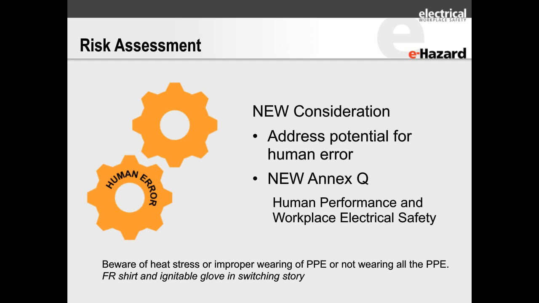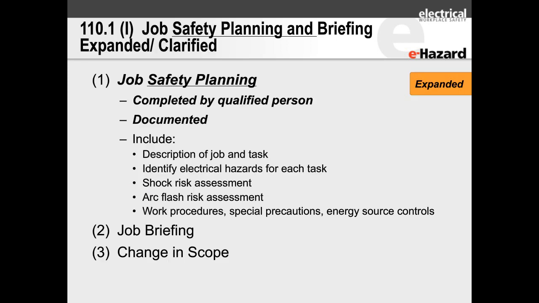Job safety planning is now a new part of the standard. Even though the term wasn't there before, the idea was there, but now it requires that it be completed by a qualified person and be documented. Your JSA process may already take care of this. Your electrical safety work permit may already take care of this, but it's a new version of the standard, and it's trying to increase the understanding of what a job briefing really does. A job briefing should be based on job safety planning.